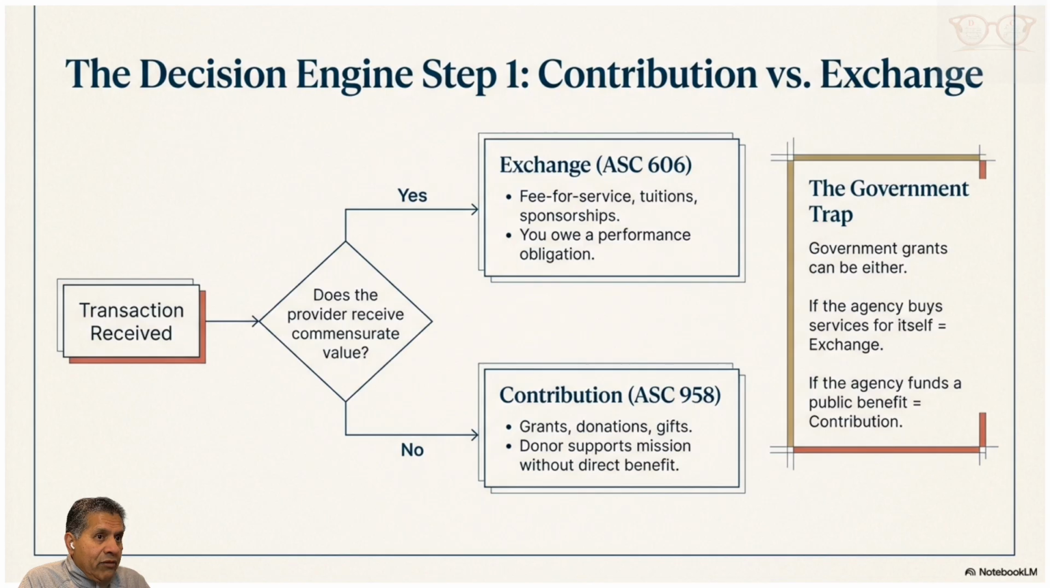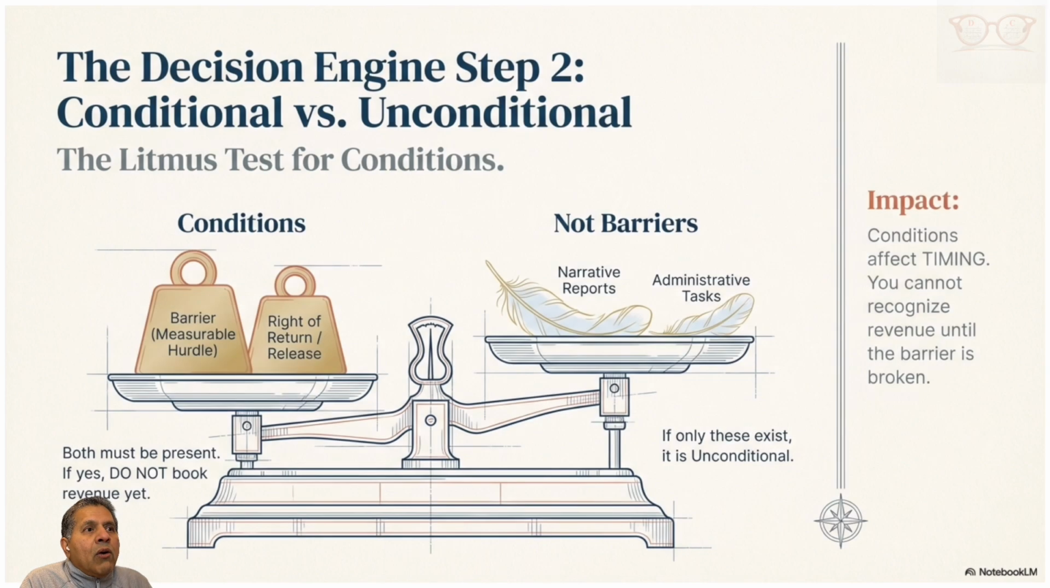Be careful with government grants. They can be either, depending on whether the government is buying a service for itself or funding a public benefit. Once you know it's a contribution, we move to step 2. Is it conditional? There is a litmus test. For a grant to be conditional, it must have 2 things. 1, a barrier. Second, a right of return.